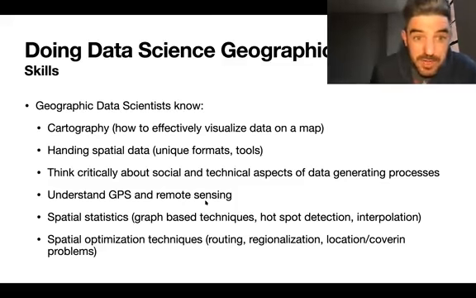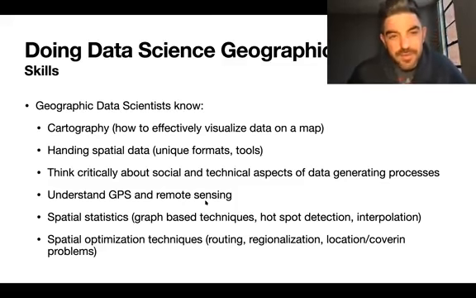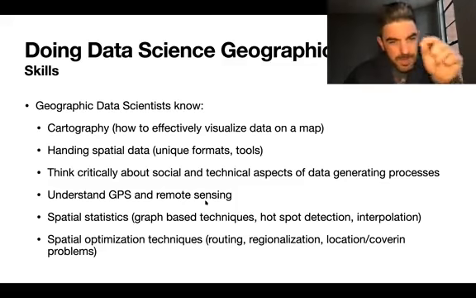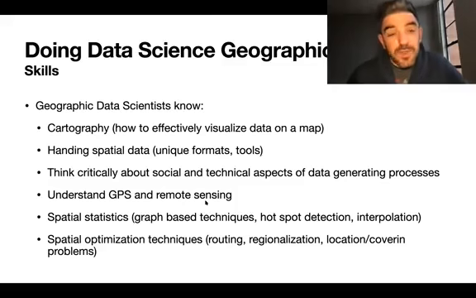Spatial data scientists understand a special suite of techniques called spatial statistics. These are techniques for reasoning on graphs, for detecting hotspots, for dealing with interpolation problems, which are problems of estimating information in unobserved locations. Spatial data scientists often know quite a bit about spatial optimization techniques, things like routing, regionalization, location and covering problems. So it's a subset of regular vanilla data science.